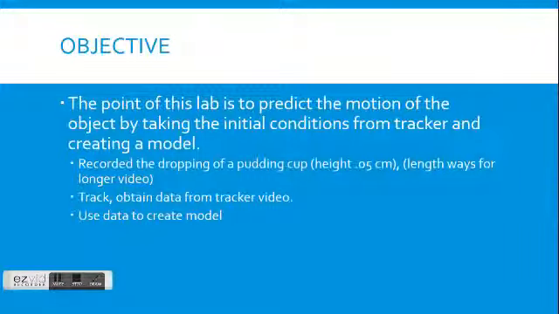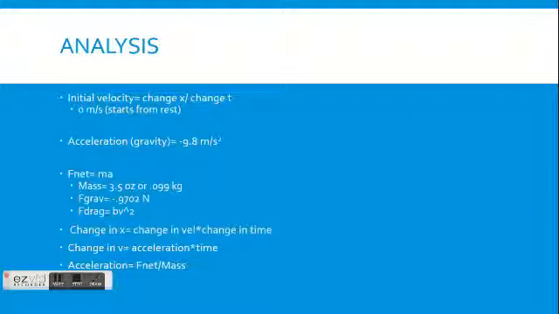When I analyzed it, I included drag and also no drag. For the analysis, initial velocity: I dropped it from rest, so I made the initial velocity 0 meters per second. Acceleration due to gravity was negative 9.8 meters per second squared. F net was ma. Mass was 0.099 kilograms. F grav was negative 0.9702. F drag was bv squared.